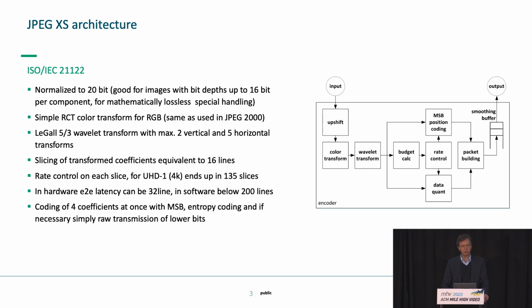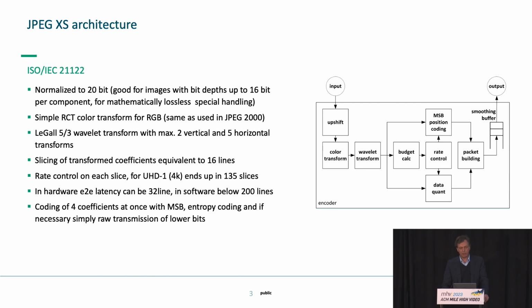We also decided to use a 5/3 wavelet filter, not the 9/7 wavelet filter of JPEG 2000, with a maximum of only 2 vertical decomposition levels and 5 horizontal. Otherwise, we could not achieve the 16 lines latency. Then we make a slicing of the transform coefficients, and we make a weight and distortion calculation only on this slice. That means we are able to transmit the data to the transmission line already after these 16 lines.